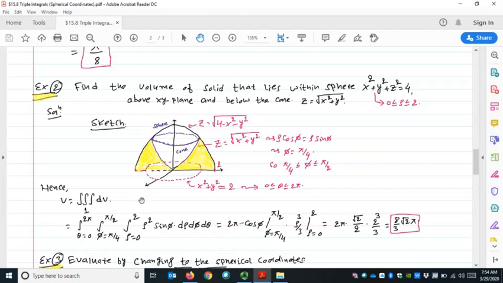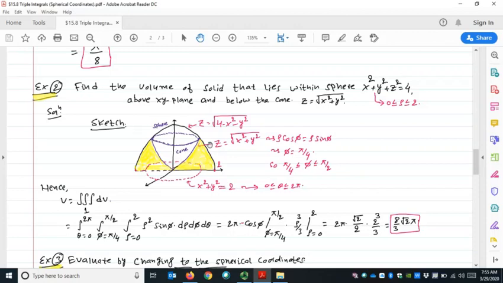So let's compute the limits. From the sphere, our rho's limits are 0 to 2. So this is clear. Now let's talk about the phi limits. Phi is the angle made by rho to the positive z-axis. So we are talking somewhere here.